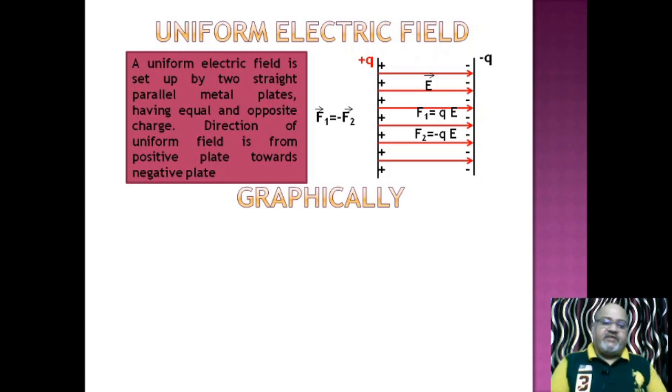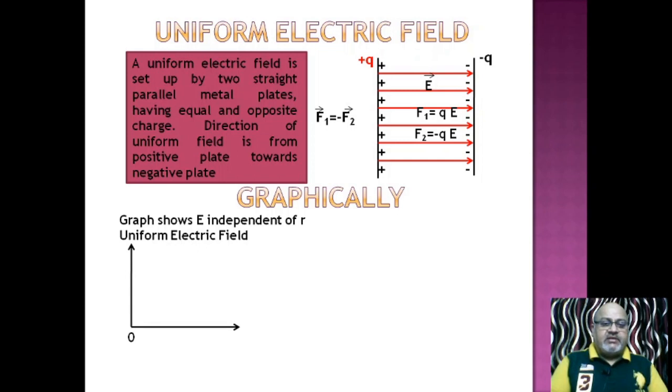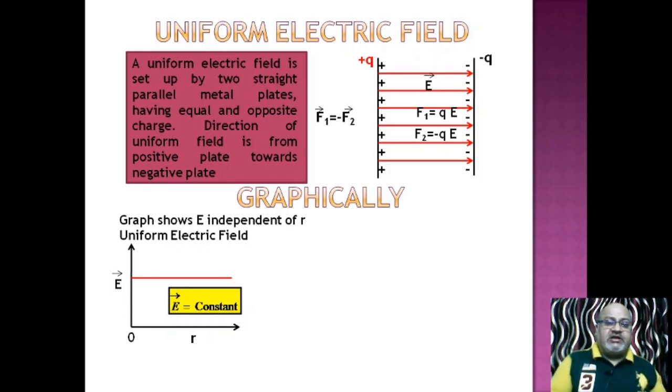Let us understand graphically also, both non-uniform and uniform. Let us first understand the case of uniform electric field. For this we take two axes, x and y, and we take electric field on the y-axis and distance on the x-axis. This is the graph. Because vector E is constant, electric field is independent of the distance. The graph is parallel to the x-axis, that is parallel to the r-axis.